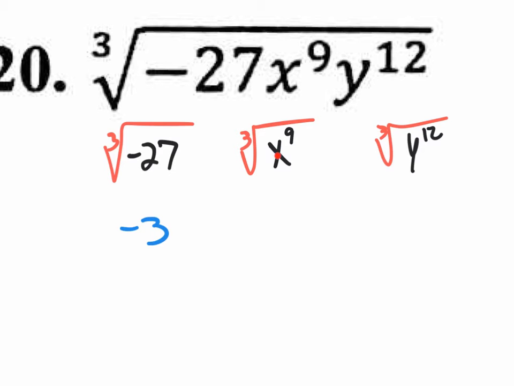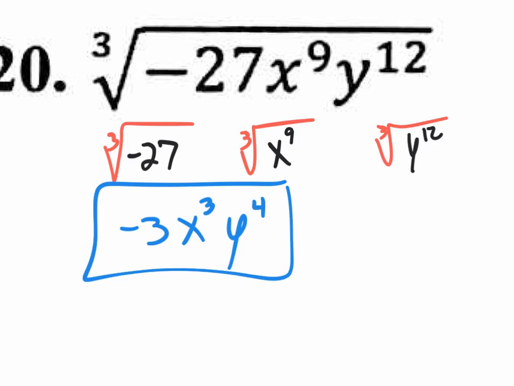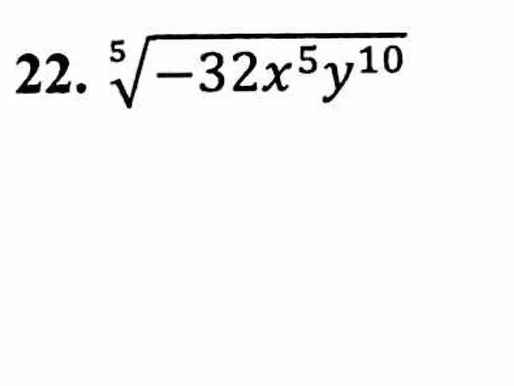And right here we do have an x that we're going to place next. And it does work out beautifully because power over root, 9 divided by 3, is 3. And last but not least, y to the power over root, 12 divided by 3 is 4. And there you go, -3x to the third, y to the 4th. Moving on to the next, even number 22. Splitting up that root, that 5th root that is. So let's put the 5th root on -32.